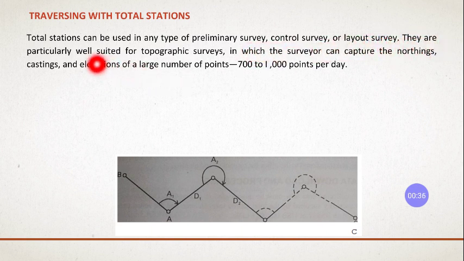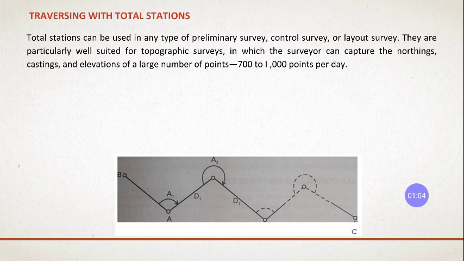They are particularly well suited for a topographic survey in which the surveyor can capture northing, southing, and elevation. It is southing, sorry, typing mistake there, and elevations of a larger number of points, up to 700 to 1000 points per day it can calculate.